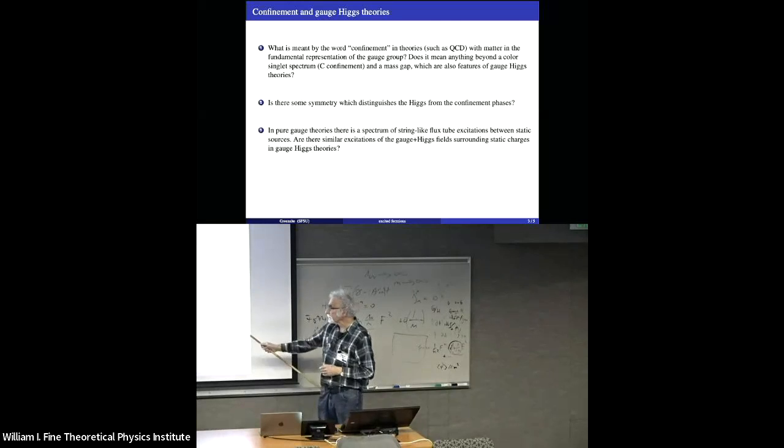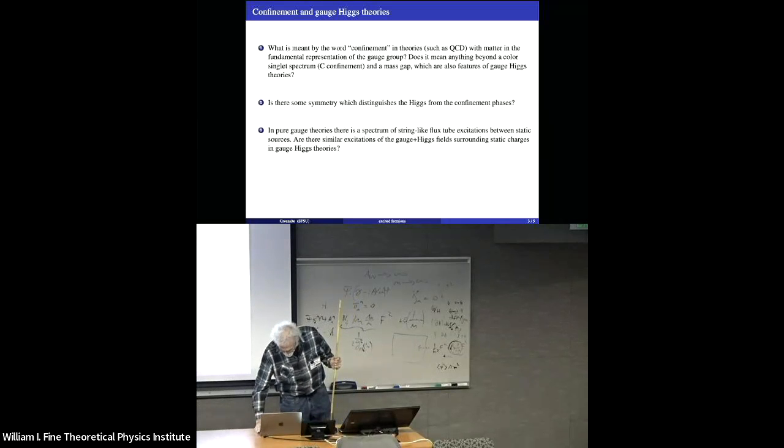Another question: if you open up a textbook on quantum field theory, there's usually a chapter or at least a section entitled Spontaneous Breaking of Gauge Symmetry. Well, there's no such thing. I mean, there are theorems that say there's no such thing. Nevertheless, is there perhaps some sort of symmetry which does distinguish between the Higgs phase and the confinement phase? That's another question. And this one I'm going to leave for a little bit later, not much later.